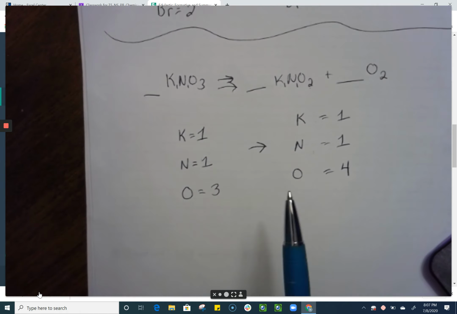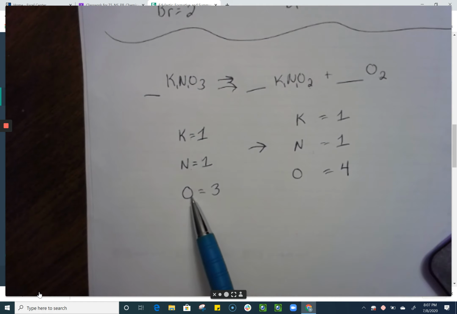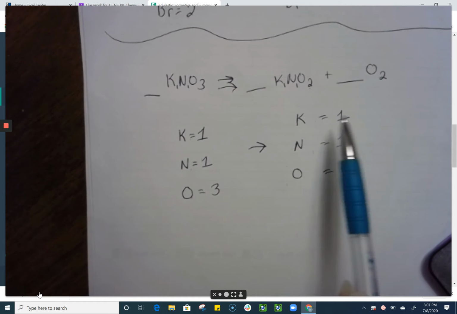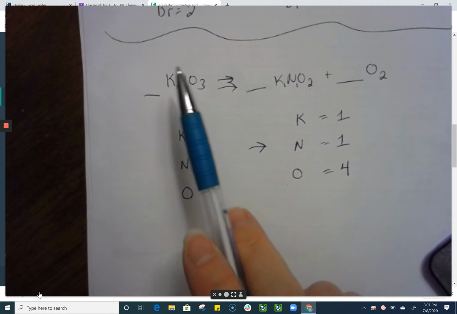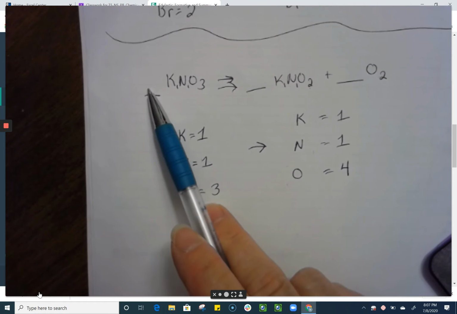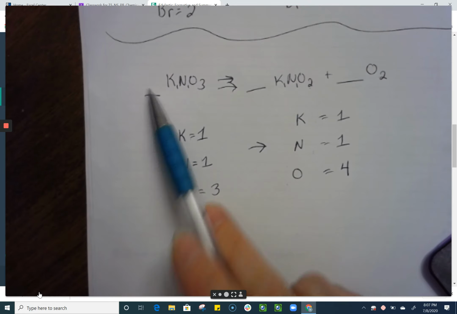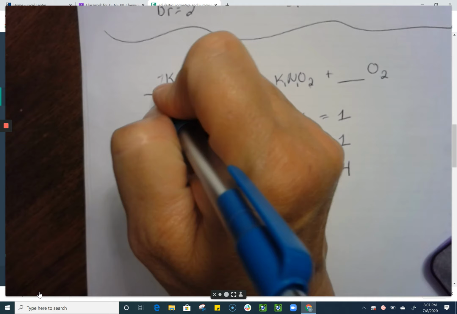So I went through and I wrote my potassium, my nitrogen, and my oxygen down, and I wrote them down in the same order so it's easier to follow. Then I went through and counted my atoms. No coefficient here. It's understood to be a 1. If there's no coefficient, it's understood to be a 1. So I'm going to pencil that in.